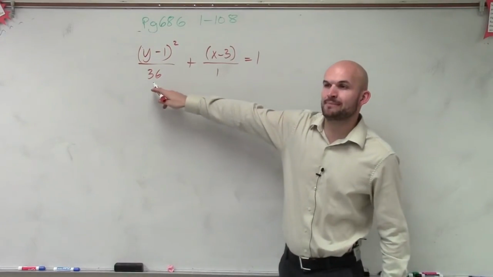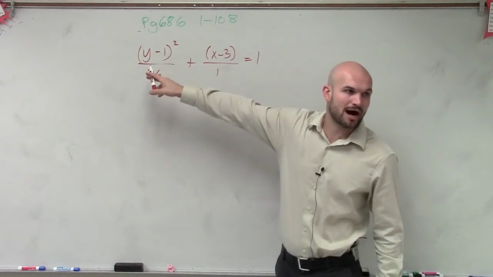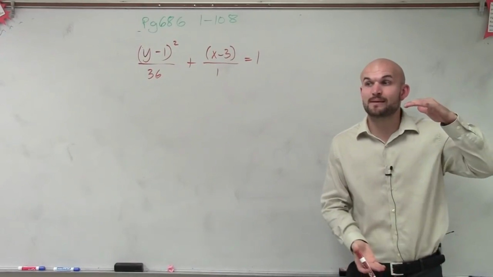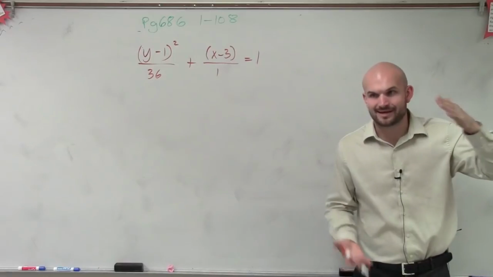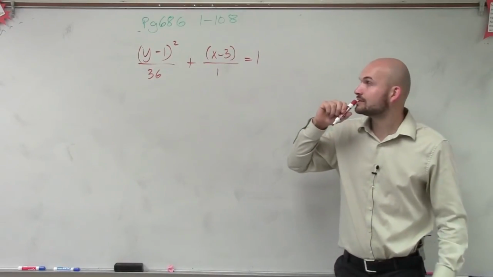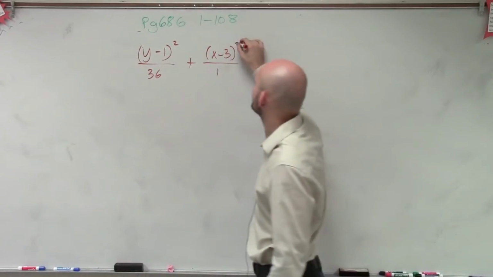So we can determine that my A squared is under my Y, right? So automatically, I know since my major axis is under my Y, I'm going to have a vertical ellipse again, right? Again, another vertical ellipse. Yes?